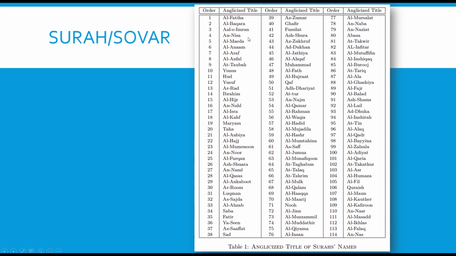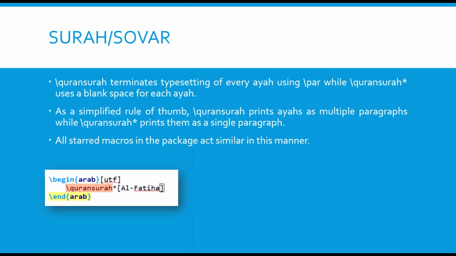This is the list of the names of the surahs of the Holy Quran: Al-Fatiha, Al-Baqarah, Al-Imran, An-Nisa, Qaf, Al-Fil, Al-Falaq, An-Nas. You can write these names in the \quransurah command to write these surahs.